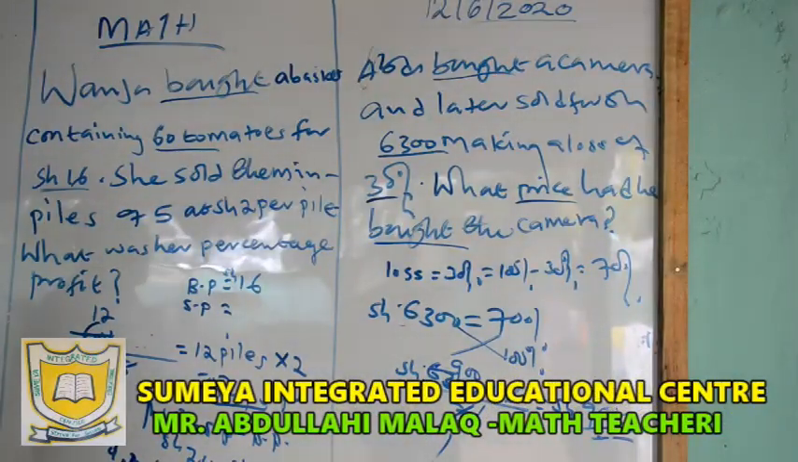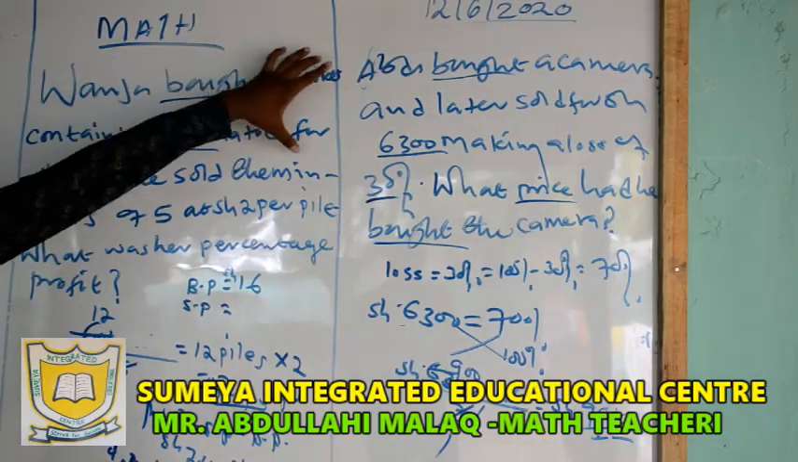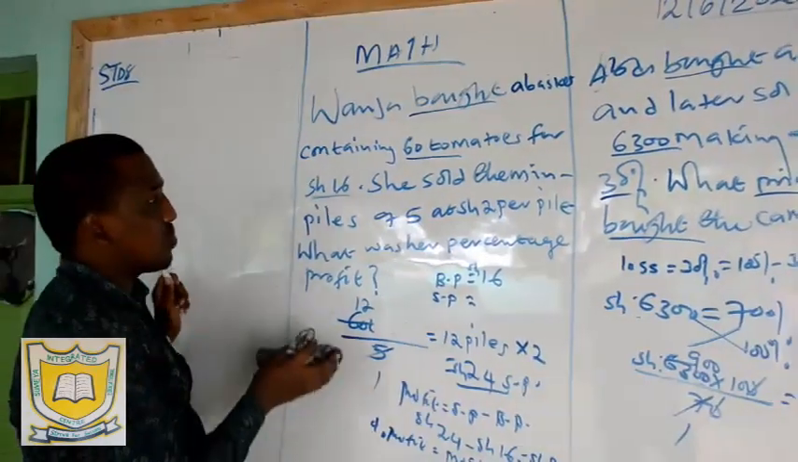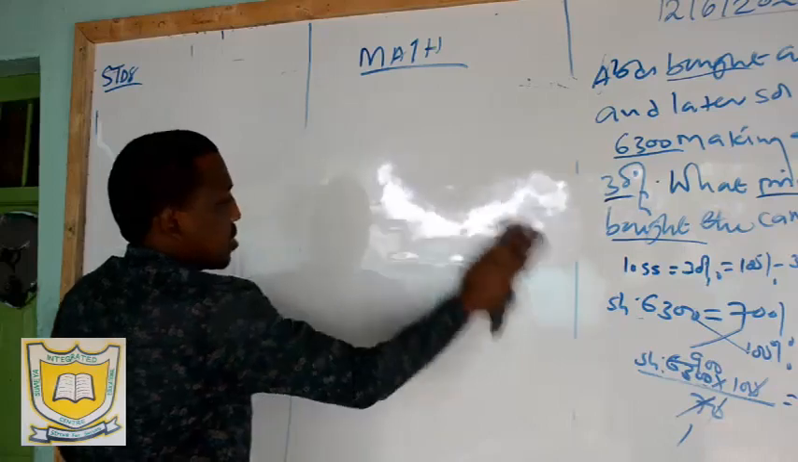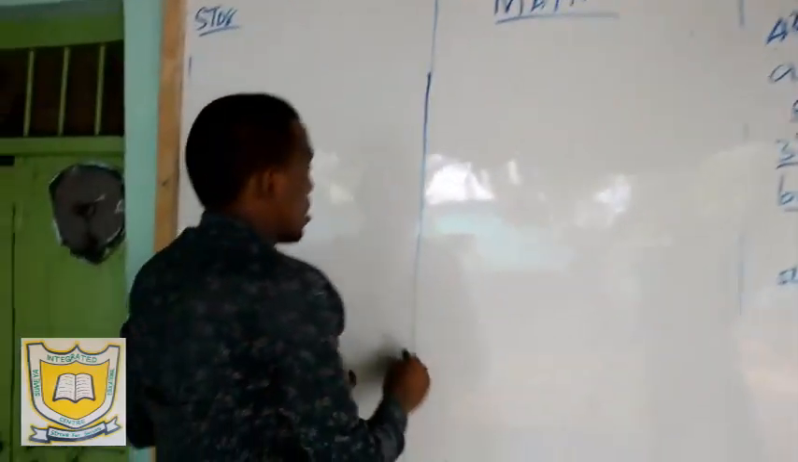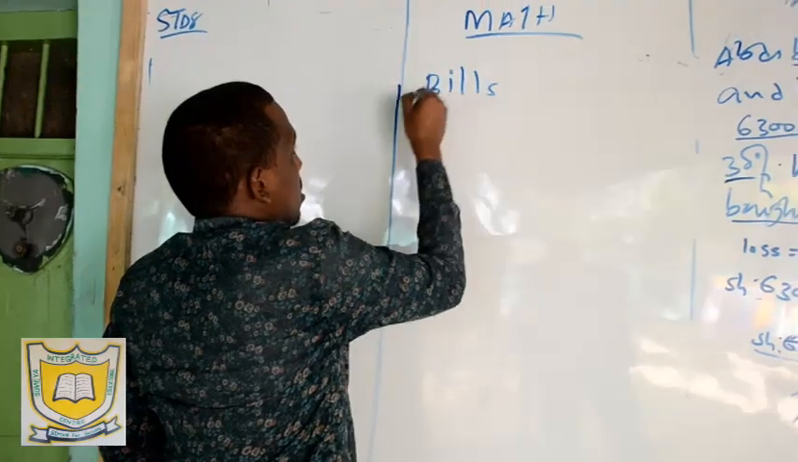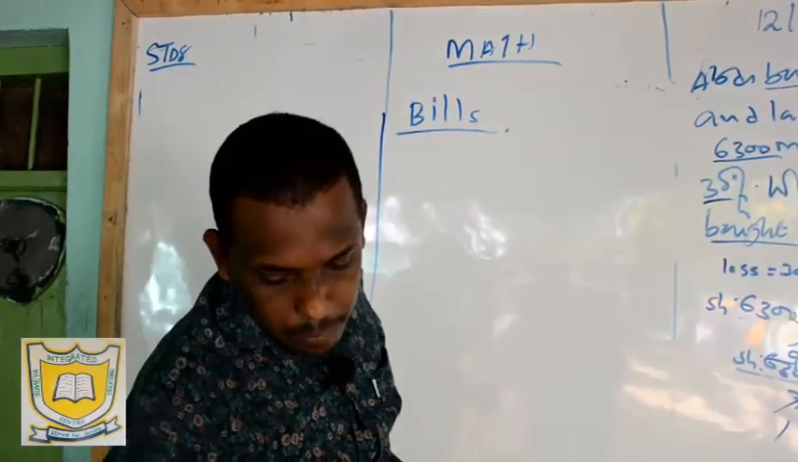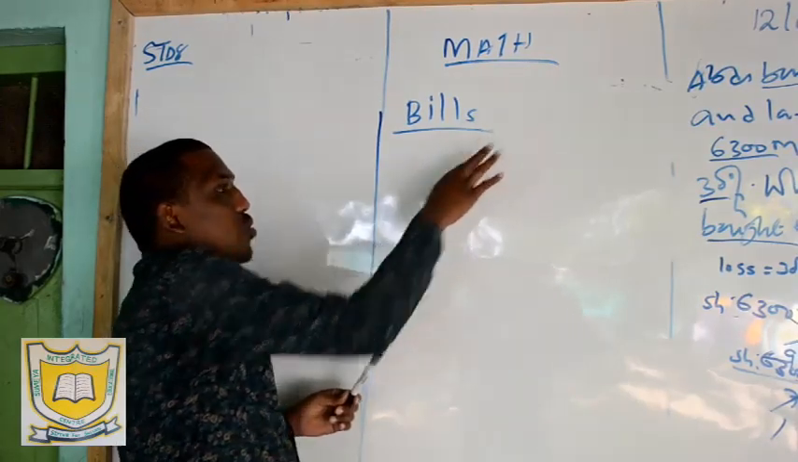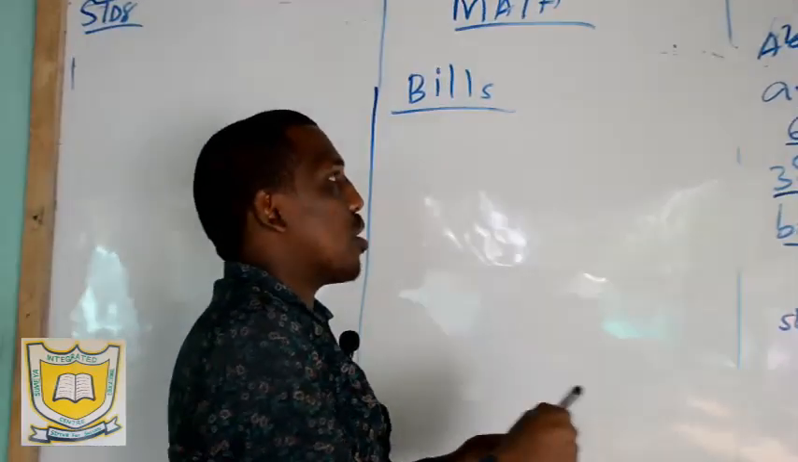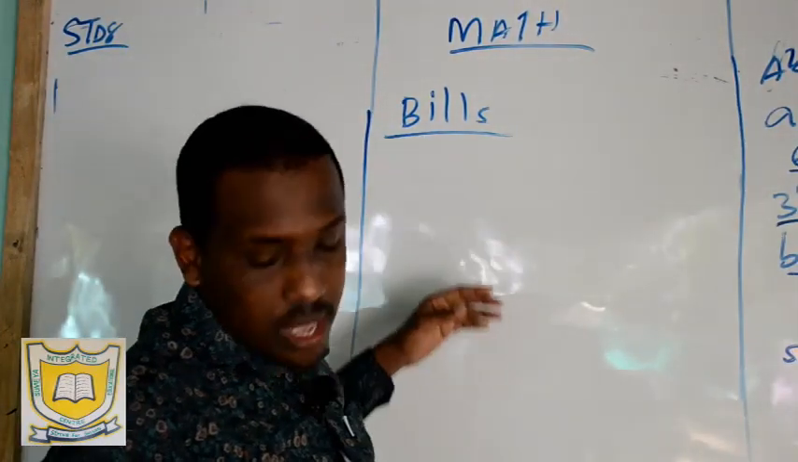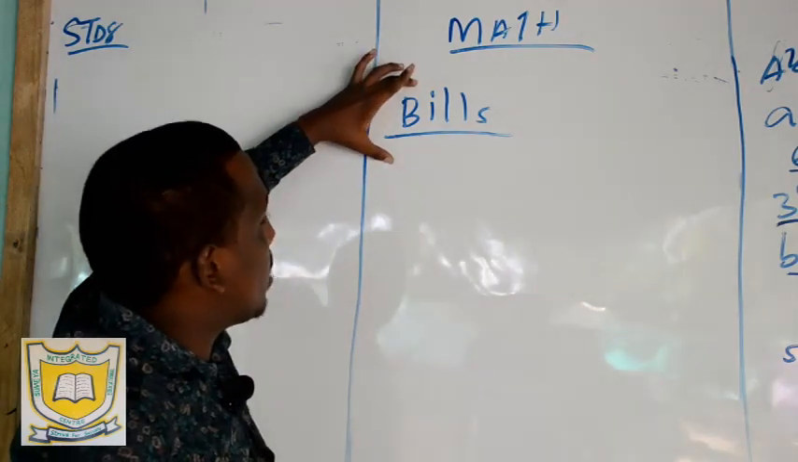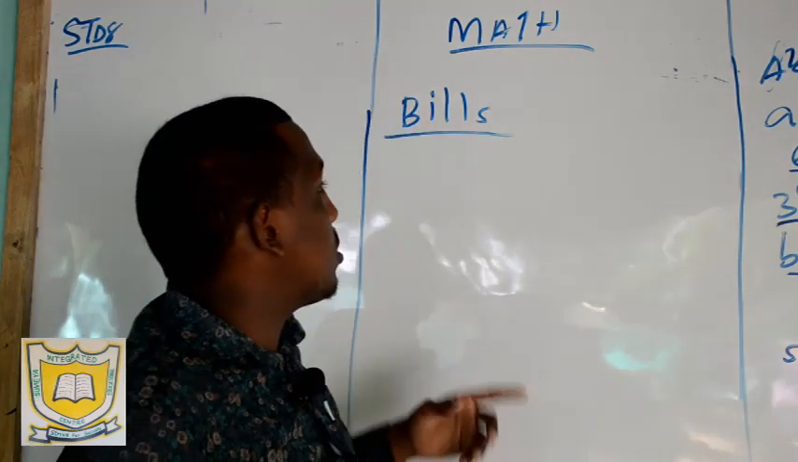We now go to bills. Those are the two questions which were remaining for profit. We now introduce bills, the connection of this topic. Bills is where, when you want to buy something, you organize your plan for what you want to buy. So you plan for the bill. So bills is very easy. Also, we shall be doing a few questions.